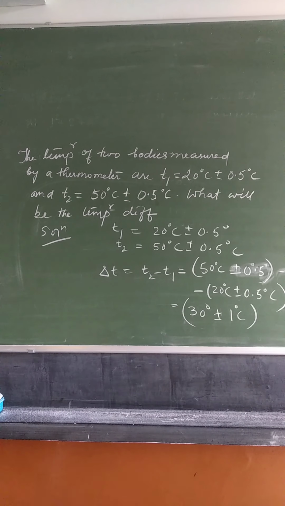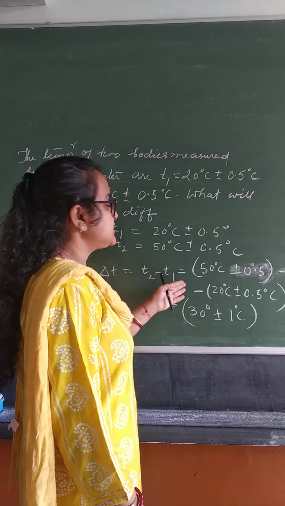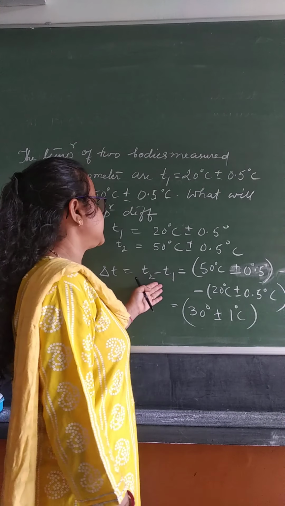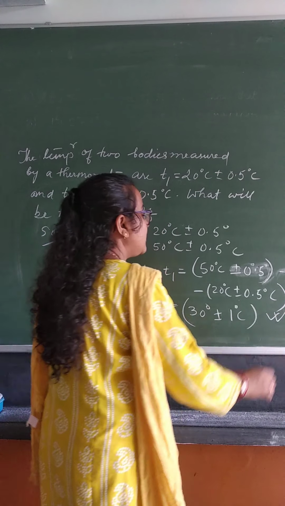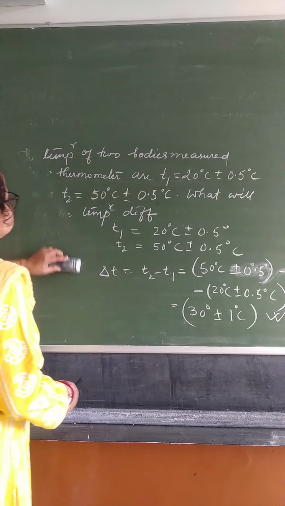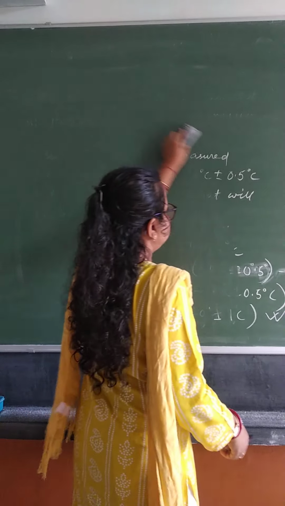Why are they adding up? Because you know in the addition rule you have seen how errors get added up, and in the difference rule also you have seen how errors get added up. So this is how we get the answer. Is that okay?